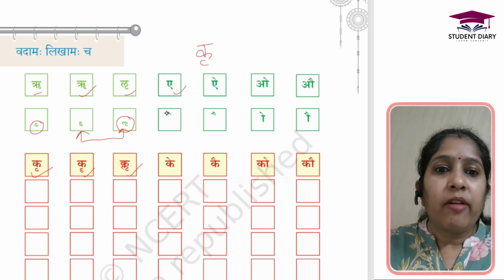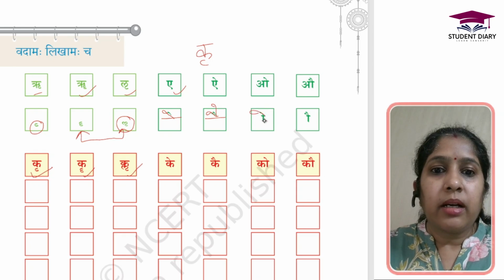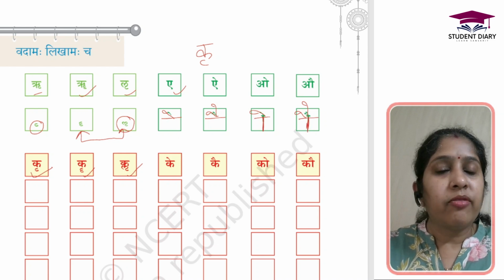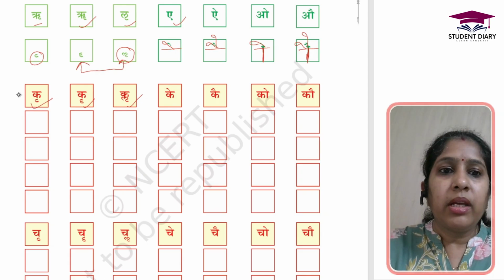For chota a, you have to put a line on the top. Then for bada a, two lines on the top. Then if you have to make o ki matra, then a line on the top and one after the letter. And for bada o, two lines on the top and one after the letter. Correct? So let's read them how they have given here.